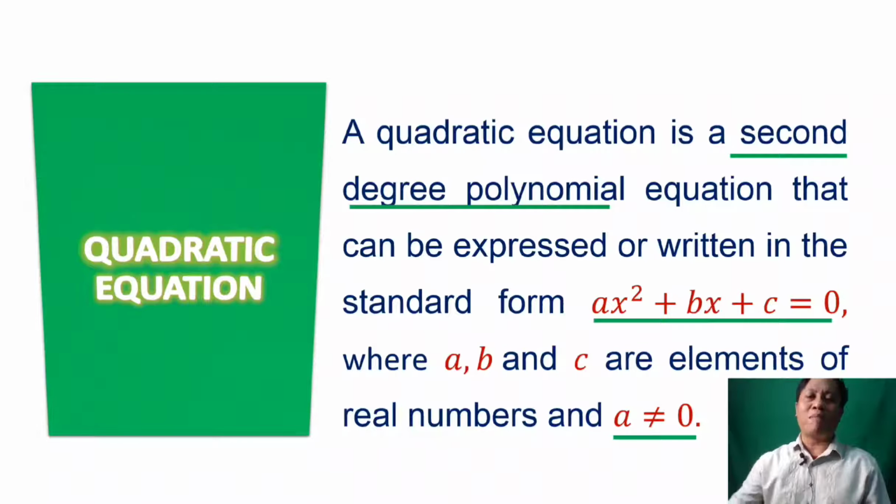Why? Because if a is equal to 0, and you multiply it to whatever value of x squared, the product is 0, and this term will be eliminated. Once it is eliminated, the remaining terms are bx plus c equals 0, wherein the highest exponent is 1, and that is not a quadratic equation anymore. That is a linear equation.